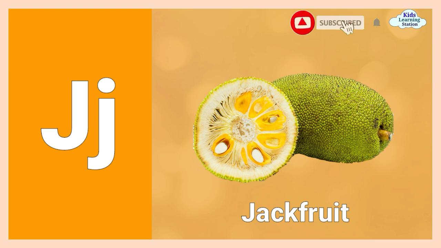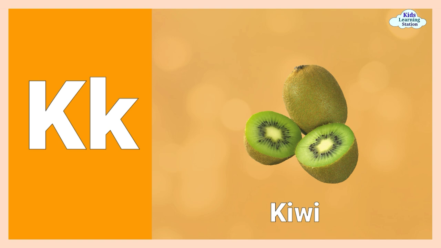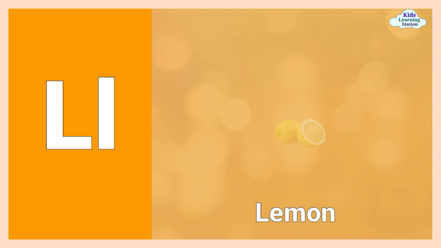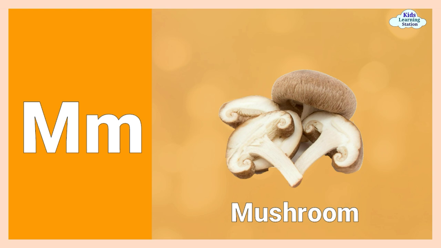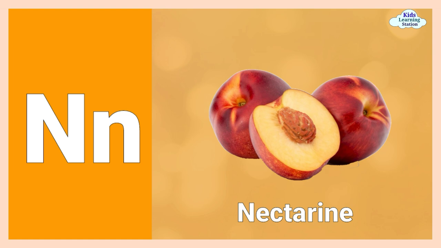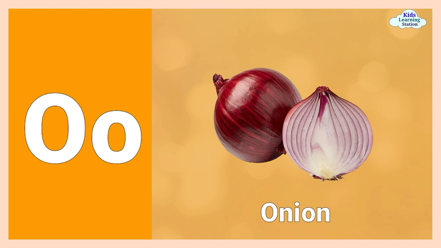K is for kiwi. Kiwi. L is for lemon. Lemon. M is for mushroom. Mushroom. N is for nectarine. Nectarine. O is for onion. Onion. P is for pumpkin. Pumpkin.